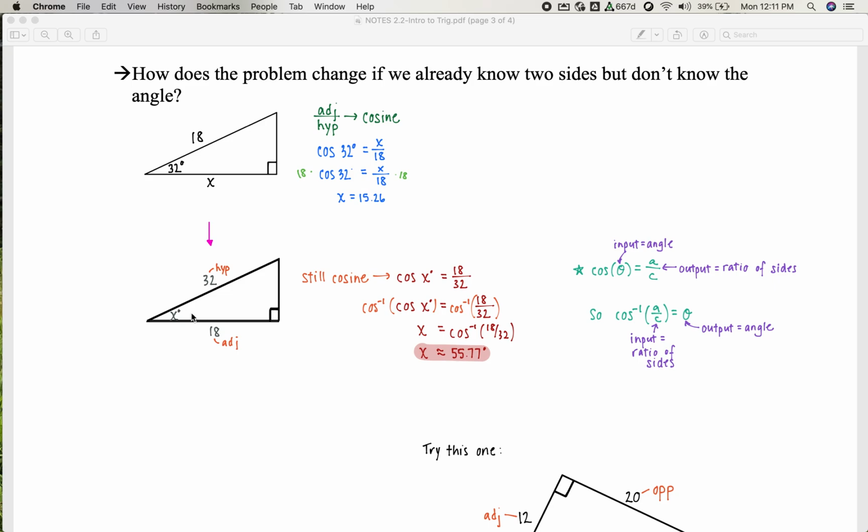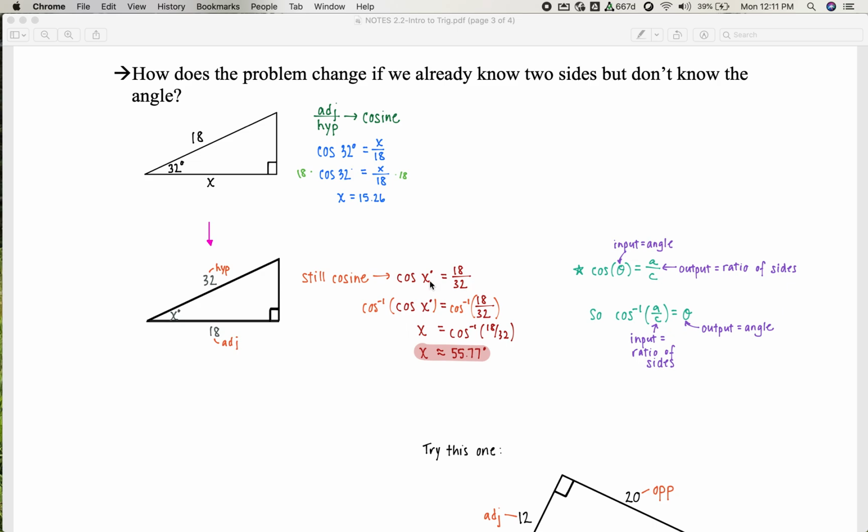What doesn't change is that this is still a cosine problem. If I look at the orientation, the 32 is still the hypotenuse, the 18 is still the adjacent, and so that would still be a CAH or cosine problem. The difference comes into play when I go to set up the equation. We said that for trig functions, the input is always an angle, and the output is always a ratio of sides. So when I go to set up this problem, I'm going to still use cosine, but now my x is the angle. So I'm going to set up my equation as cosine of x and set that equal to adjacent over hypotenuse, which in this case becomes 18 over 32.